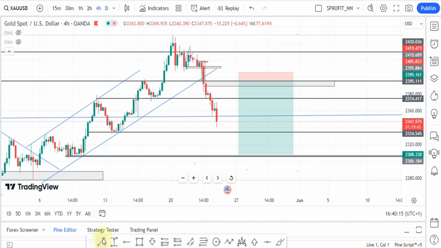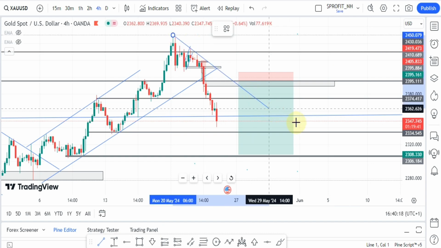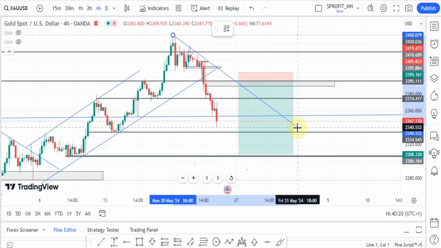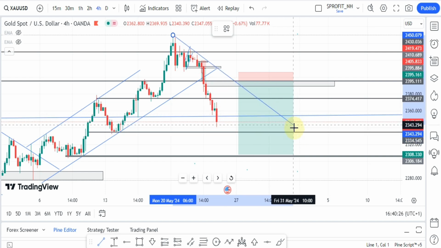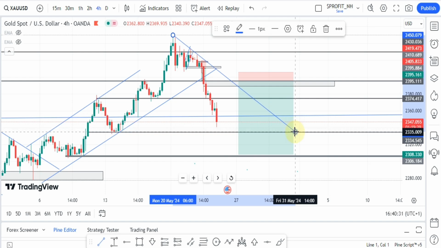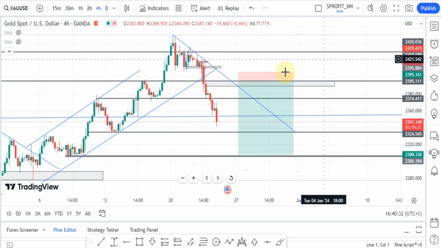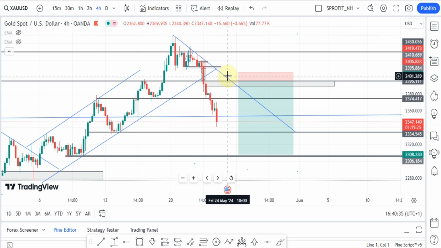because we have this downward channel. Let me show you this channel that we have from this point, just like that. So at least I'm waiting for a pullback, because I know it has to give us a pullback before we continue pushing to the downside. Then if it doesn't give us a pullback, then it's okay. We'll just stay out of the market until we find the structures that we are looking for.